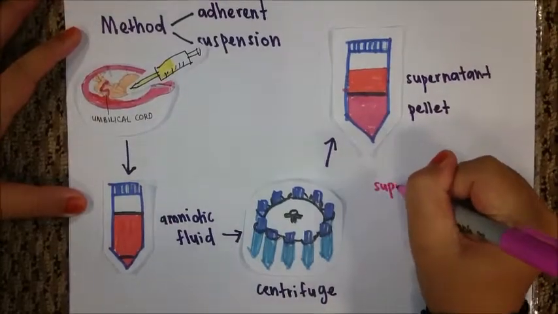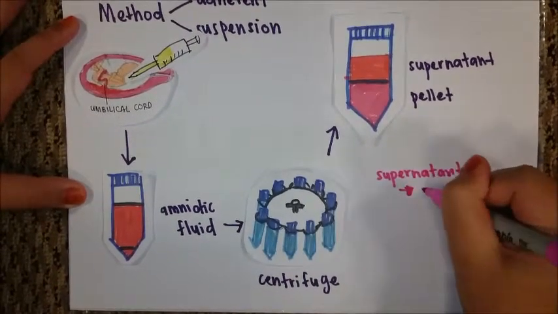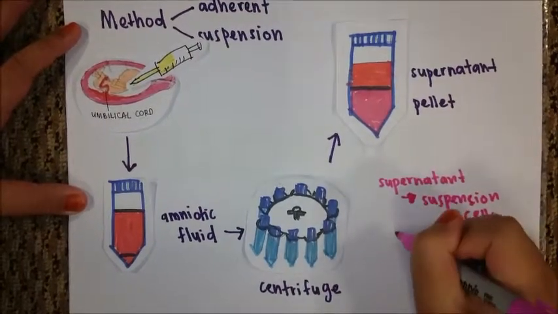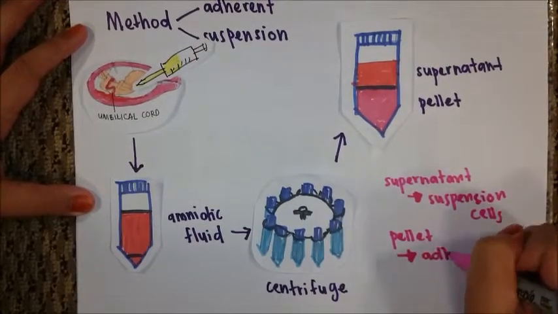To culture amniocytes which are adherent cells, we extract the pellet for the following steps. On the other hand, if the amniocytes of suspension type is needed, then we will take the supernatant instead of the pellet.